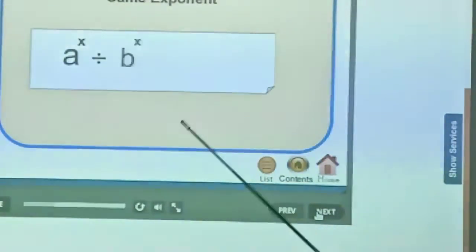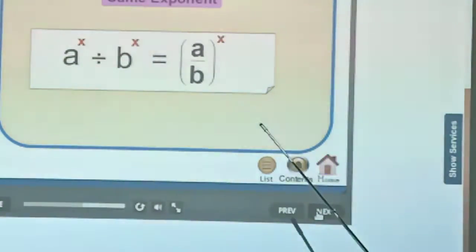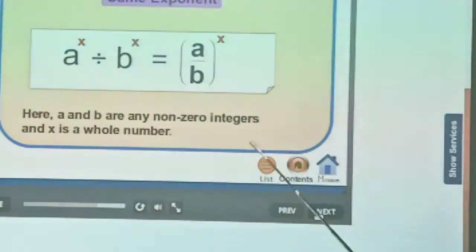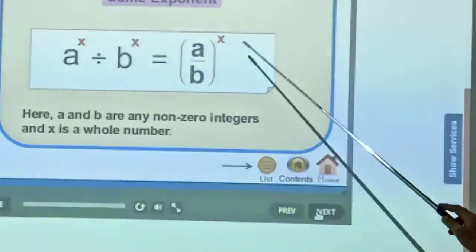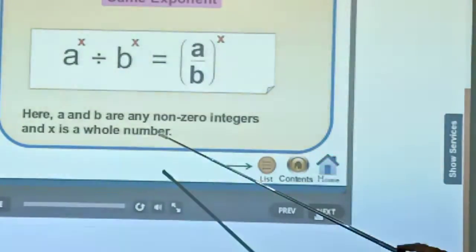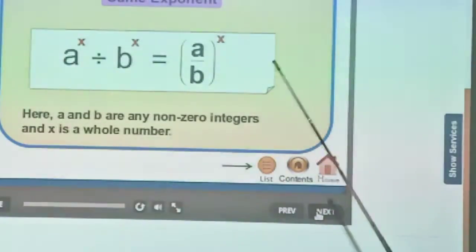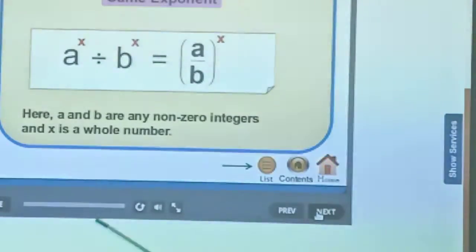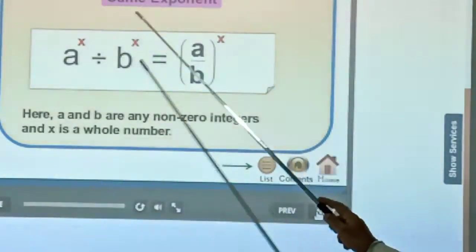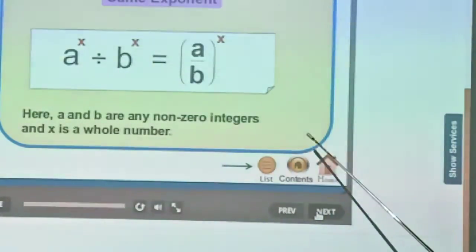and that was for multiplication, and the same thing is for dividing also. When we divide two exponential numbers with the same exponent, then we divide their bases simply and the same exponent is put over them. Here a and b are any non-zero integers and x is a whole number. This law is only applied in case of the same exponent, which is shown here in the blue colored part. Let us see some examples.